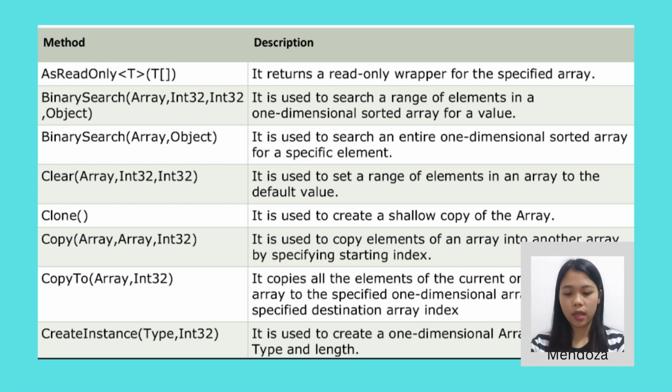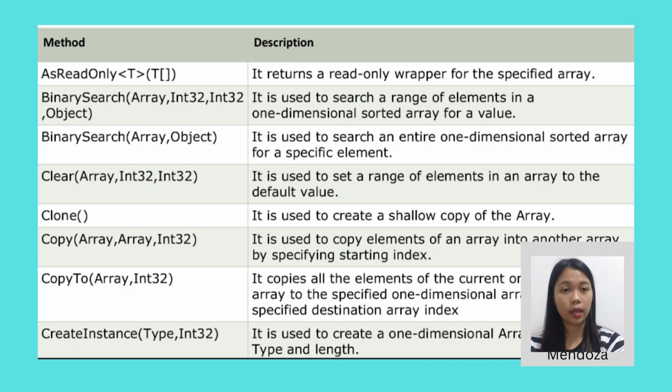Binary search. It is used to search a range of elements in a one-dimensional sorted array for a value. Binary search, also known as half-interval search or binary chop, is a search algorithm that finds the position of a target value within a sorted array. Binary search compares the target value to the middle element of the array.